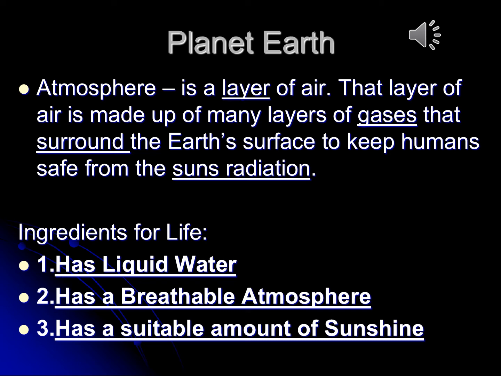Now, what are some of the ingredients for life? We have 3 main ingredients for life. Number 1, we have to have liquid water. Without water, we would not survive, especially since our body is made up of mostly water. We also need a breathable atmosphere. Without that breathable atmosphere, we would not be able to survive, so we need that oxygen. The third thing is to have the suitable amount of sunshine or sunlight.